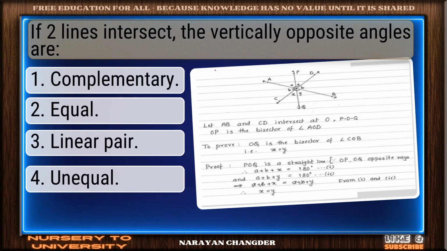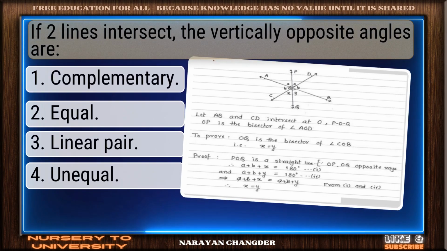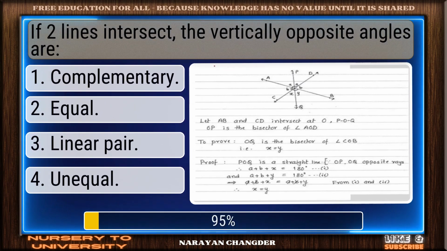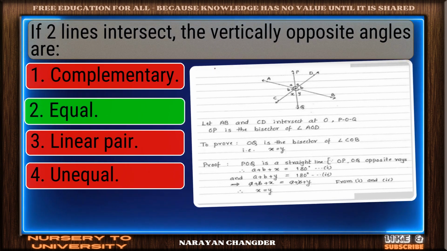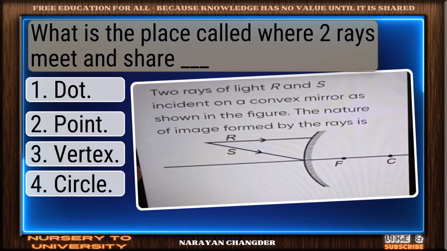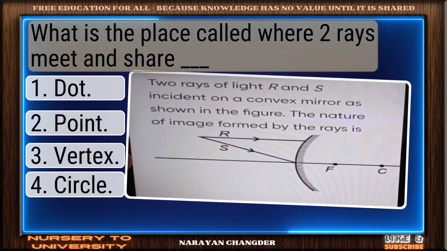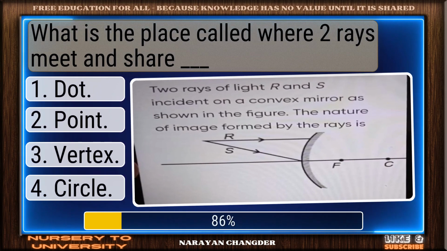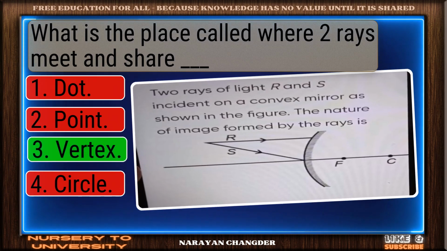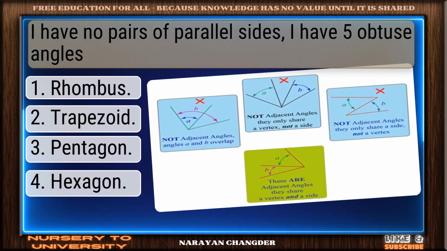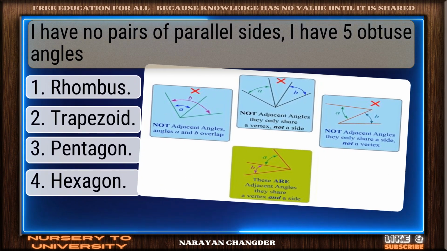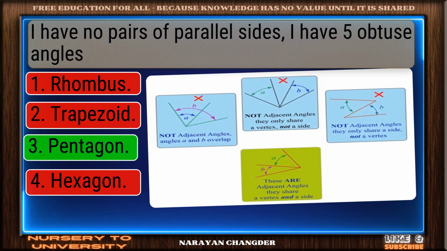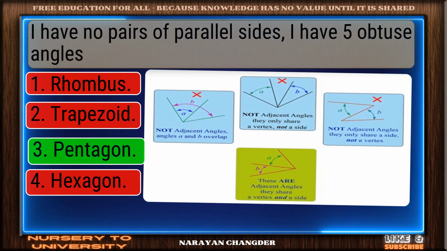Question number 139. If two lines intersect, the vertically opposite angles are. You got it. Your choice, equal, is right. Question number 140. What is the place called where two rays meet and share a blank? Correct. Vertex is the right answer. Question number 141. I have no pairs of parallel sides. I have 5 obtuse angles. Well done. Pentagon is the right choice.